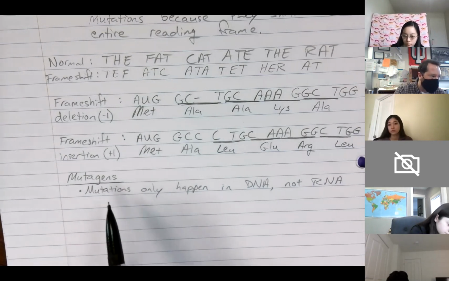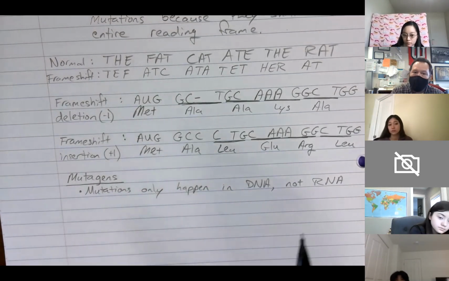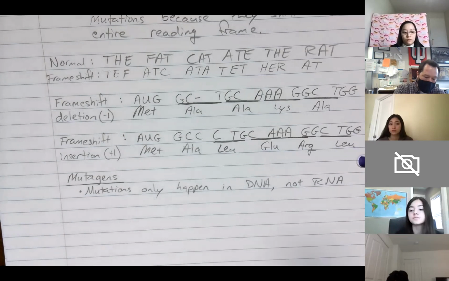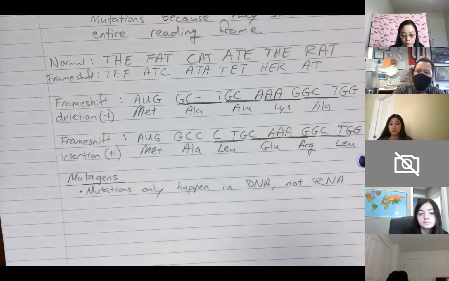So first thing, very important to note that mutations only happen in DNA, not in RNA. That isn't to say mistakes aren't made in RNA. They are. Mistakes are definitely made in RNA, maybe even more so than in DNA, but we don't call them a mutation. With RNA, you have hundreds, thousands of copies per gene. So what if you make a few bad proteins because of a mistake in the RNA?